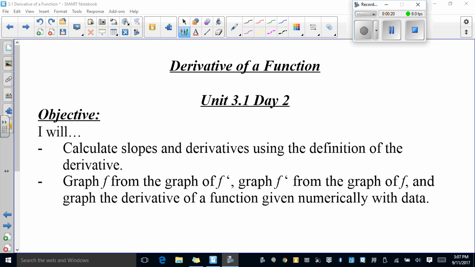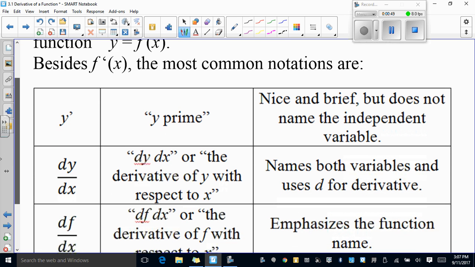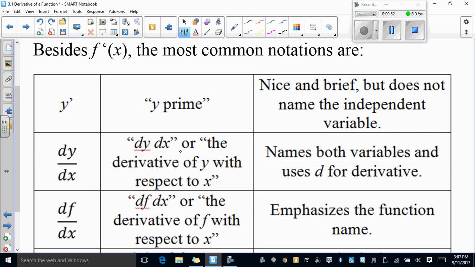So, first couple of things I want to remind you guys of is some of the notations that are being used. There are many ways to denote the derivative of a function y equals f of x. Besides f prime of x, the most common notations are y prime. That's how we read it. Nice and brief, but does not name the independent variable. dy dx, or the derivative of y with respect to x. Names both variables and uses d for derivative. So this would be the derivative of y with respect to x.